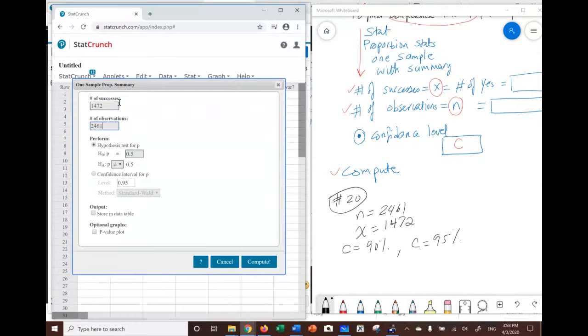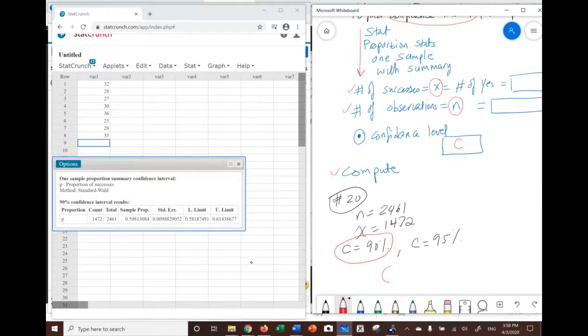2461. Now, what if you flip them? What if you put the number of successes in place of number of observations? When you click compute, it's going to tell you it's an error. So you cannot do that. And now you're going to go to the confidence interval, and you make it 90% because that's the first request. In the first time, they tell us to use 90%. So I'm going to use 90% here, and I hit compute.